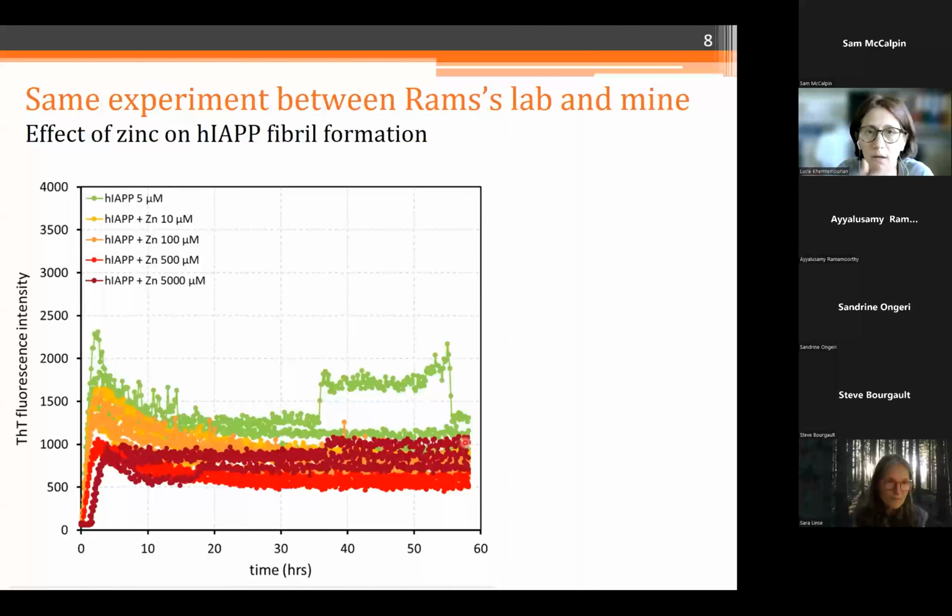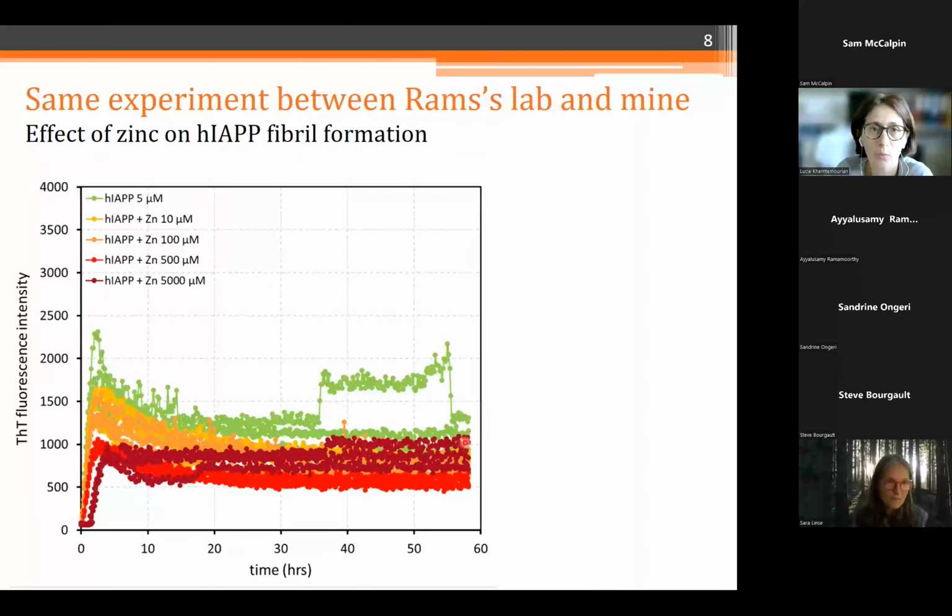So with Rams, we decided to test in both our labs the kinetics of IAPP fibril formation in the presence also of zinc and insulin. So we do the same experiments, the same experiments in Michigan, and I'm doing the ones in Bourgault. We use different IAPP and different plate readers, of course. And we are looking at the effect of zinc and insulin, and we are comparing our results.